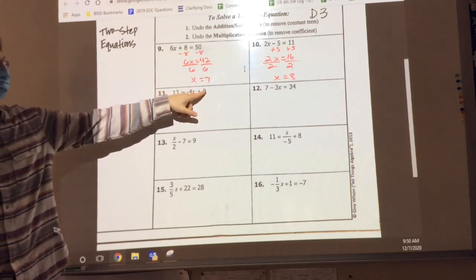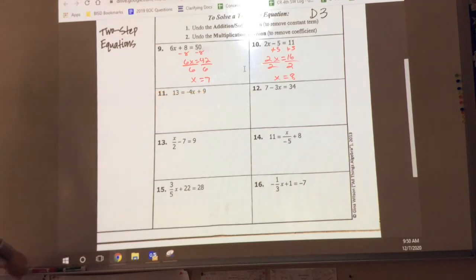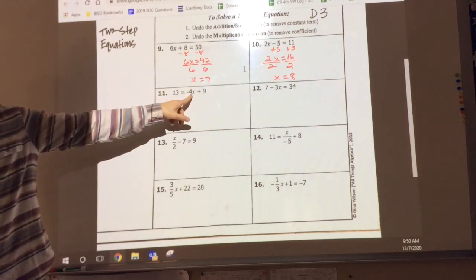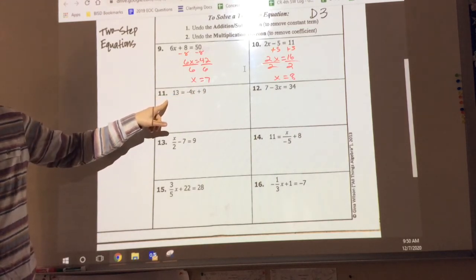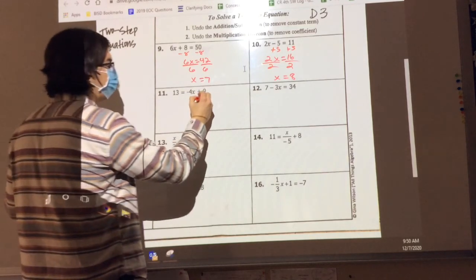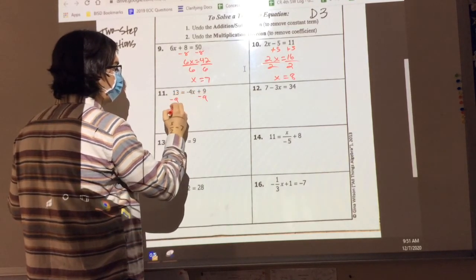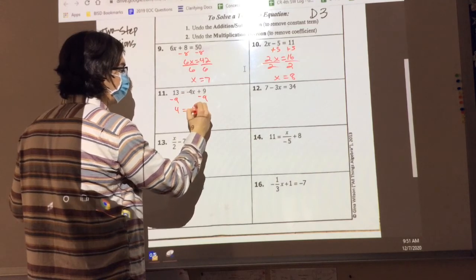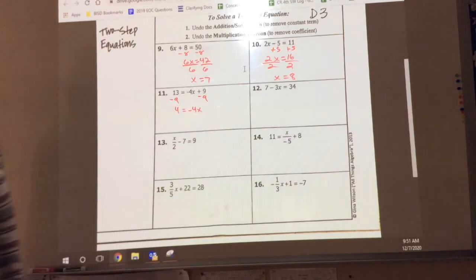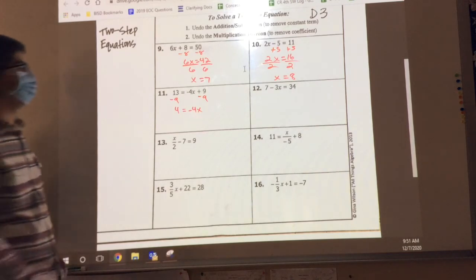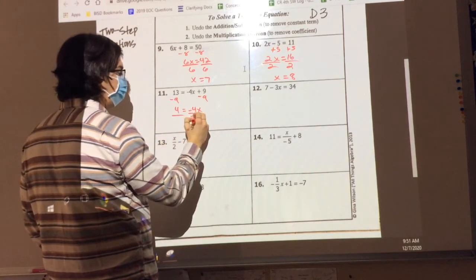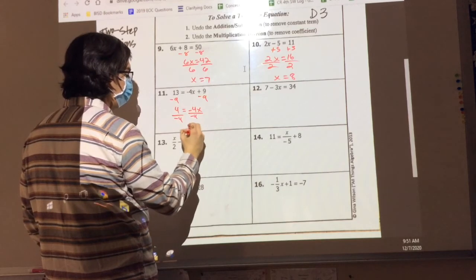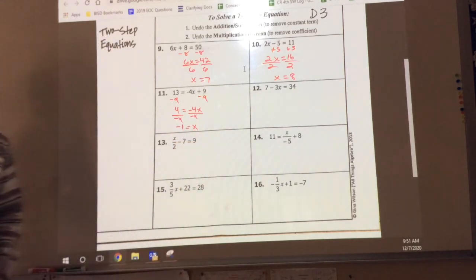What do I do first here? What's the first step in solving this problem? No, because I got 4x. I don't want to move my x over here. Subtract 9. Good, good, good. Okay, Ryan, what's next? Divide by -4. Divide both sides by -4 and x equals -1. Are we good there?